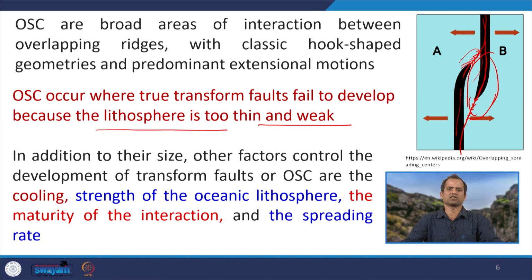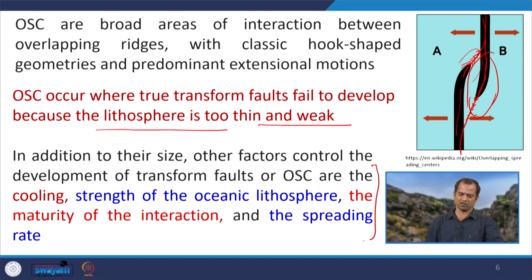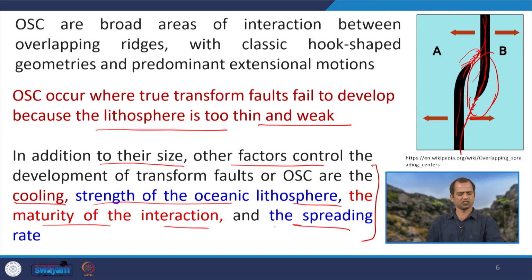In addition to their size, other factors that control the development of transform faults or OCS are the cooling and strength of the oceanic lithosphere, the maturity of the interaction, and the spreading rate. So, these are the influencing factors. These influence whether, and what is the nature of, this OCS if it occurs at all.